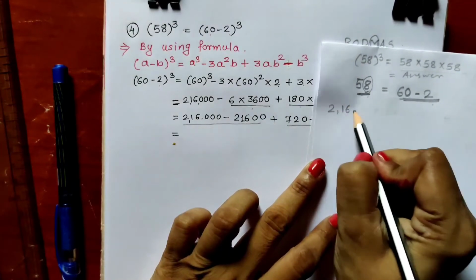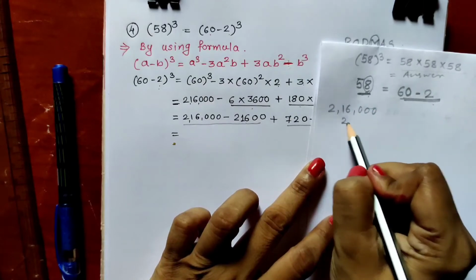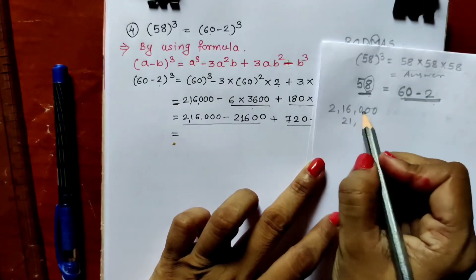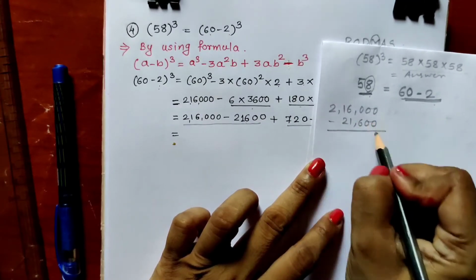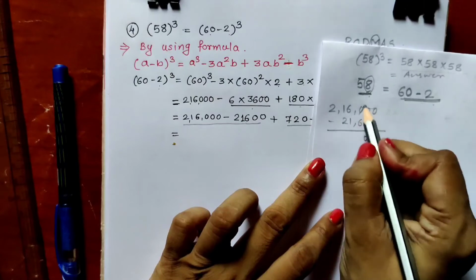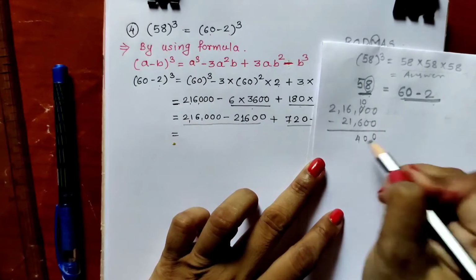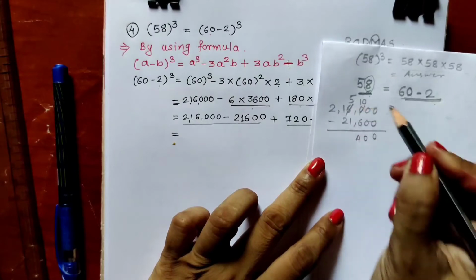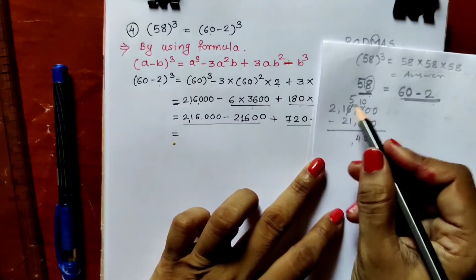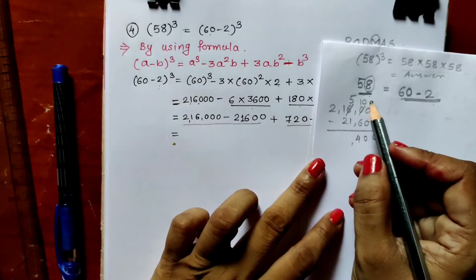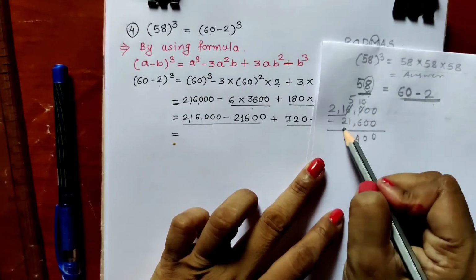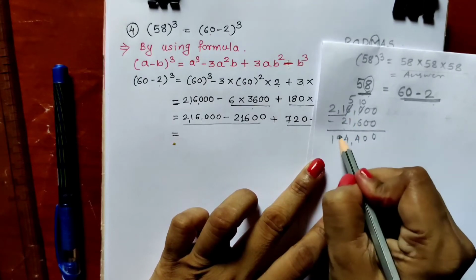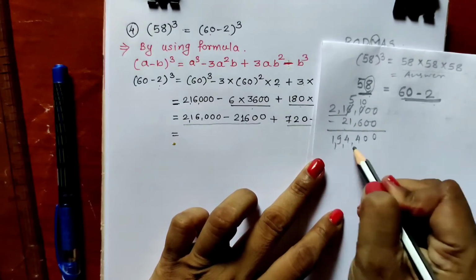Two lakh 16,000 minus 21,600. Okay, this subtraction we will have to do: 0, 0, 10. We will have to write 10 minus 6 is 4. Here we have to write 5. 5 minus 1 is 4. Okay, and then 21 minus 2 is 19. So 1,94,400.